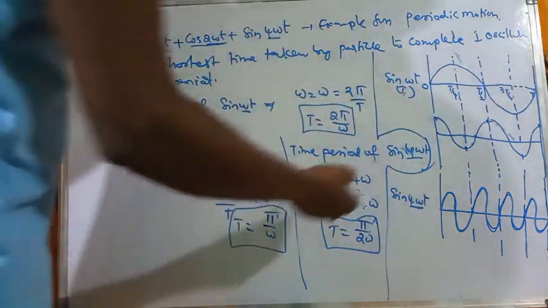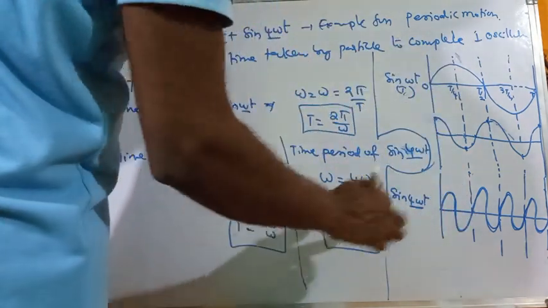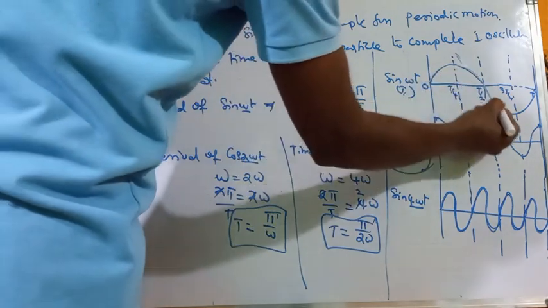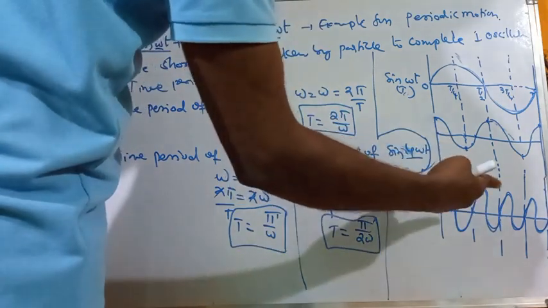So after which time period will the whole system be repeating? Okay, after which time is it repeating? So this is the time period. After one time period, all the systems repeat their motion.